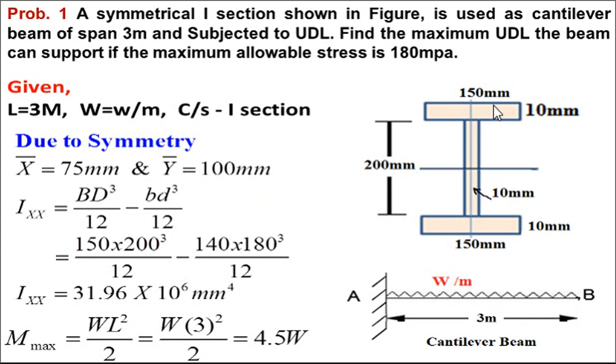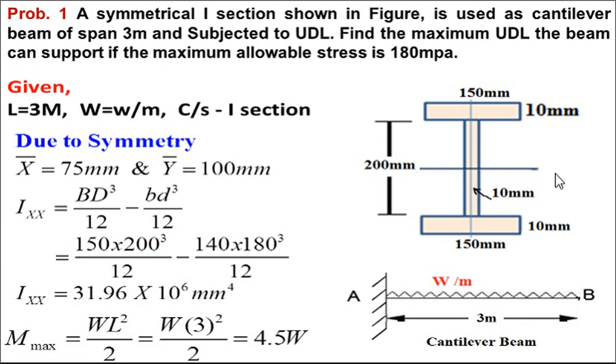Now if you observe the I section, the top and bottom flanges are 150 mm wide, the top and bottom flanges are 10 mm thick, the web is 10 mm thick, and the depth is mentioned as 200 mm. So it is a symmetrical section. It will have two equal parts about the x axis and about the y axis. Hence directly you can write x bar is equal to the horizontal distance 150 by 2, and y bar is equal to half of the total depth, so 200 by 2, that is 100 mm.